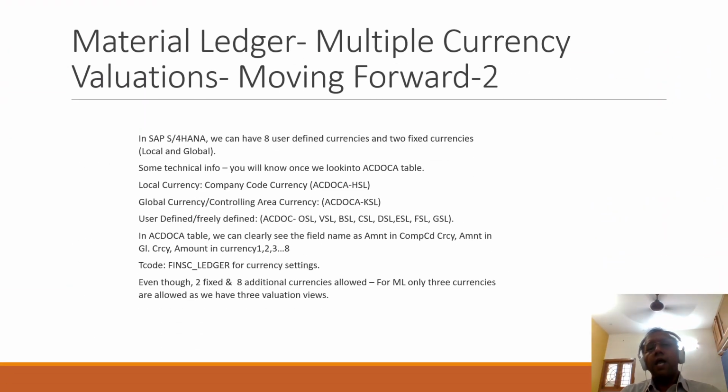Multiple ledger, multiple currencies valuation moving forward. In S/4HANA, there are 8 types of currencies defined and 2 fixed currencies. So what are the tables? I'm going to cover the tables and the technical info also. In that, we need the table where the maintenance of data, the local currency of the company code, the global currency and the controlling area, in the user-defined and the freely defined currencies, is maintained. This is where the currency setting happens. We have 3 valuation views.